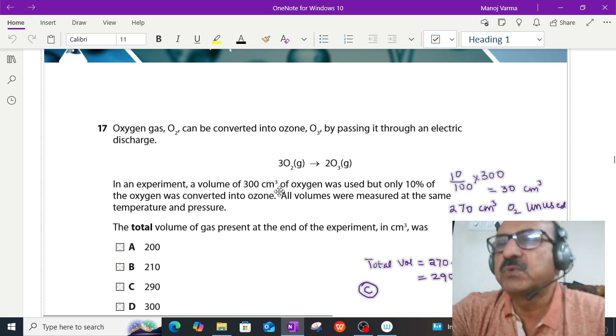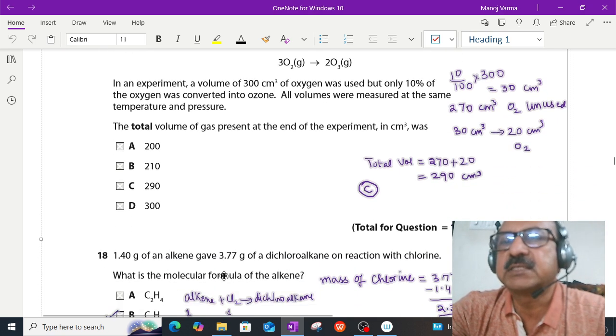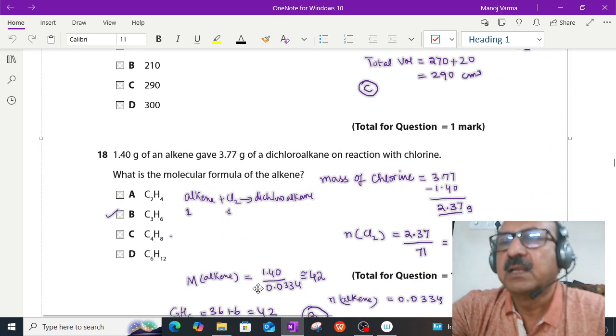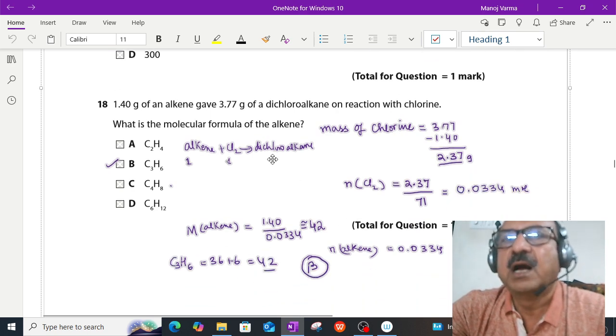Now what will happen to the 30 centimeter cube of oxygen that is converted into ozone? Since it is in the ratio of 3:2, you will get only 20 centimeter cube of ozone. So the total volume is 20 centimeter cube of ozone plus the 270 centimeter cube of oxygen that was unused. Therefore the total volume is 290 centimeter cube, and therefore the answer is C. Hope you understood this. Okay, now this was a tricky question.